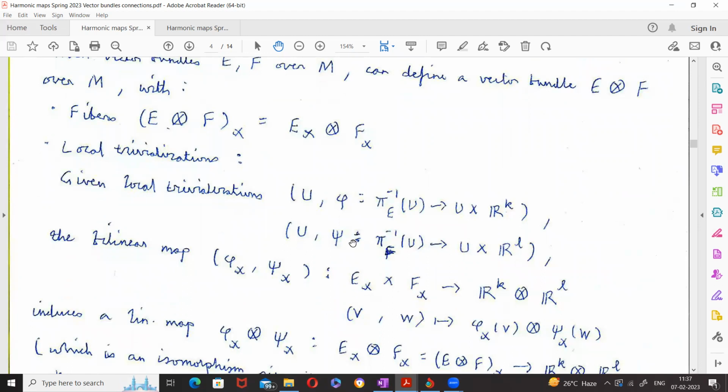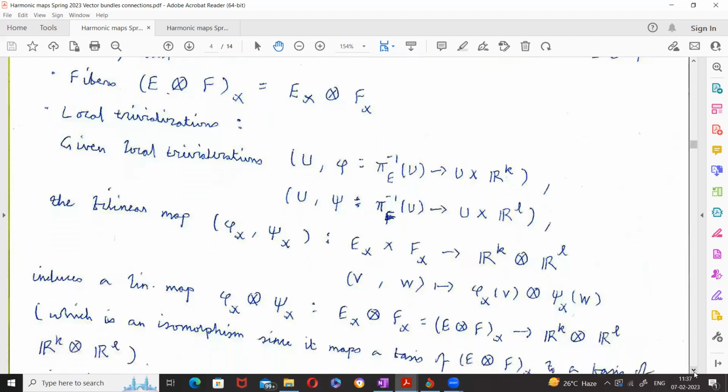Then at each point, we have a bilinear map from the product of the fibers EX cross FX to the tensor product of R^k with R^l. What is the map? It is (V, W) goes to phi_x(V) tensor psi_x(W). Is this clear? So this is bilinear in V, W.